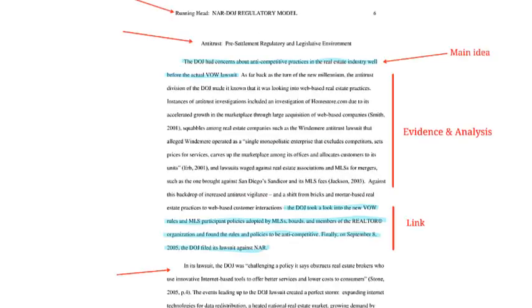Using an RU student paper on the National Association of Realtors and Department of Justice regulatory model as an example, let's take a closer look at these components. We'll focus on one paragraph about antitrust and the pre-settlement environment in particular.